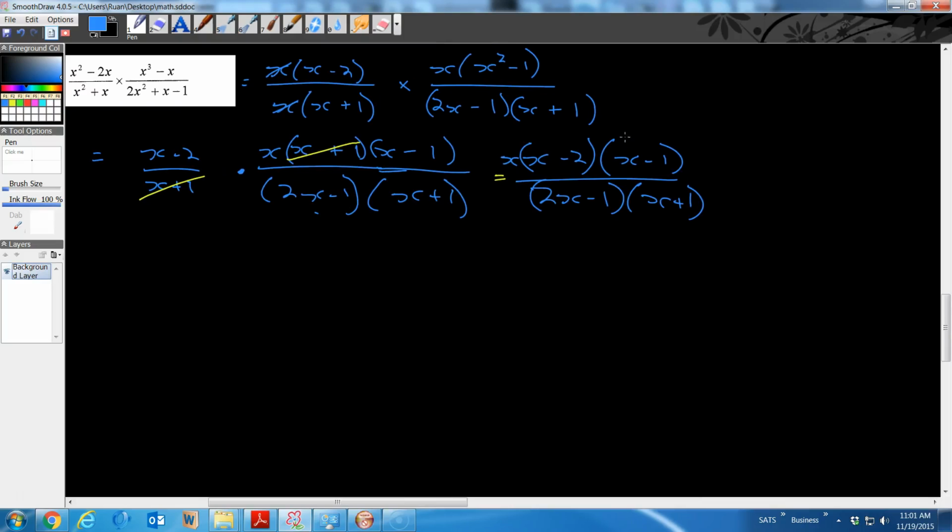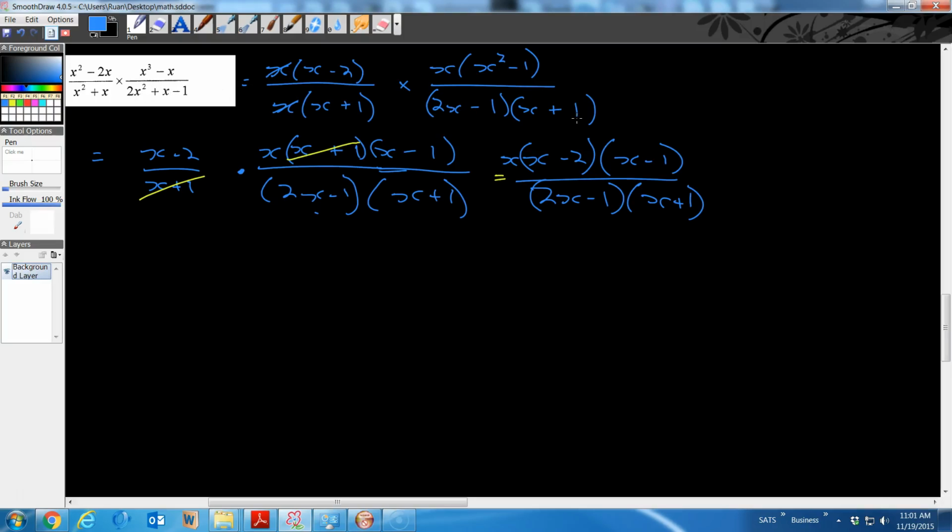Now you should be alarmed. If you do this in your test, you should wonder, this doesn't look right. So let's quickly have a look again. Let's see, x squared minus 2x. So we took out an x, got x minus 2 left. That's correct. Here we took out an x, we have x plus 1 left. That's 100% correct. We took out an x, we got x squared minus 1, which we factorized into x plus 1, x minus 1.